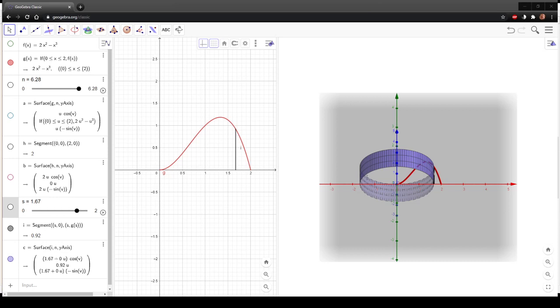provided it's appropriate. The other thing I want to point out is that if the axis of rotation is vertical, then the variable of integration ends up being x. If the axis of rotation is horizontal, then the variable of integration ends up being y. And this is in contrast with the washer method, where it was the other way around.